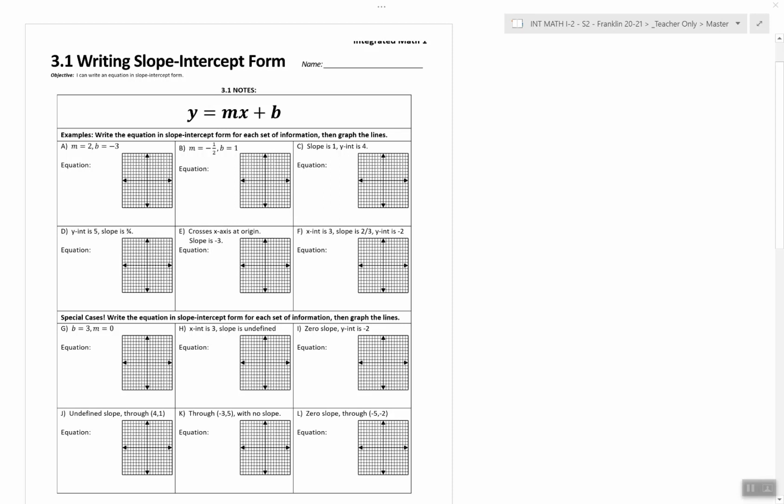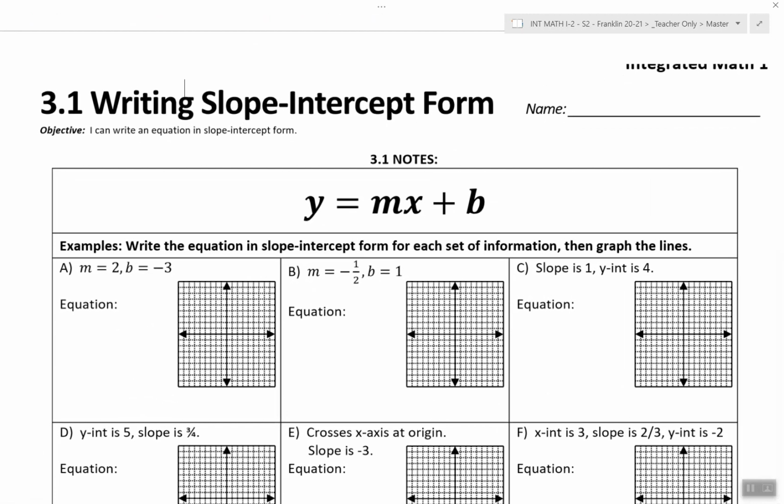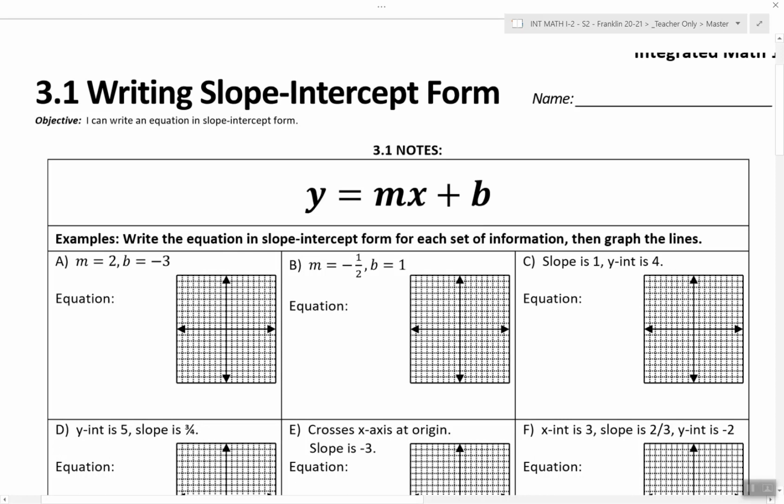Okay, in this section of notes, we're going to be looking at writing equations in slope-intercept form. So we have practiced graphing equations that are already written in slope-intercept form, but we're going to focus on writing the equation based on some given information. So typically for today, that will be given the slope and given the y-intercept. And we're also going to practice graphing them as well.